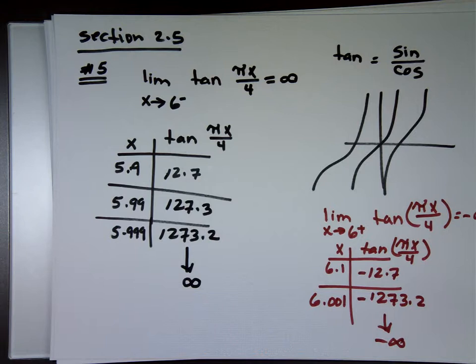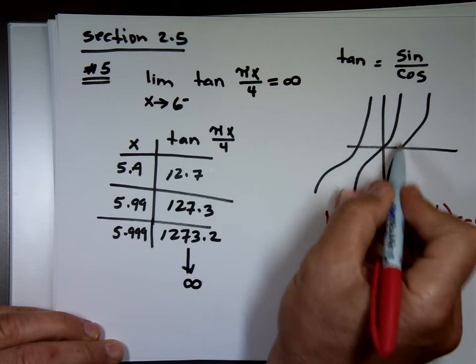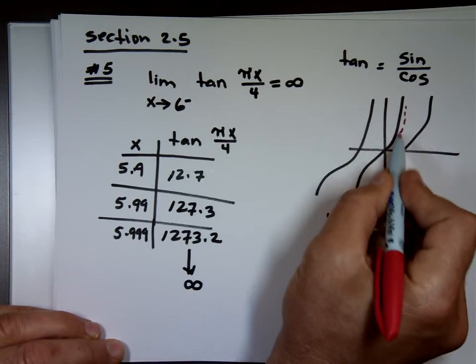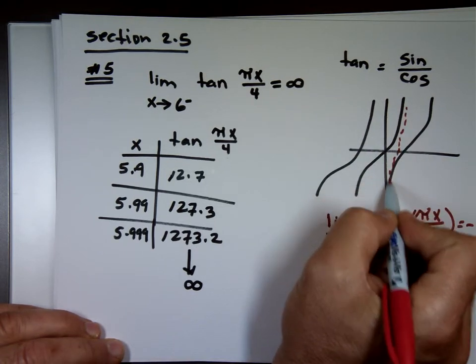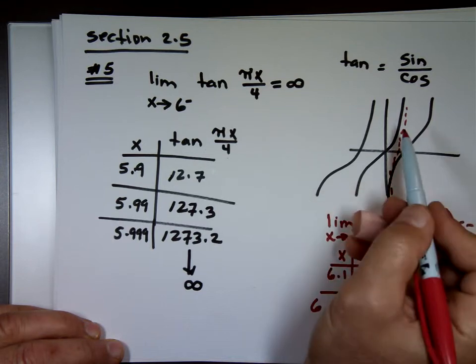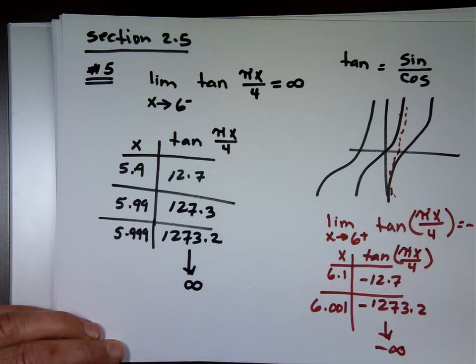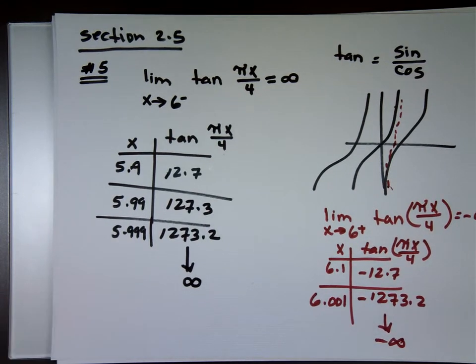If you graphed it, you will find out that 6 will be somewhere here. That's the 6, right there. So from the left side it is plus infinity, from the right side it is negative infinity. If you don't know the graph, no big deal. You don't even have to know the graph for it. So that was 5.